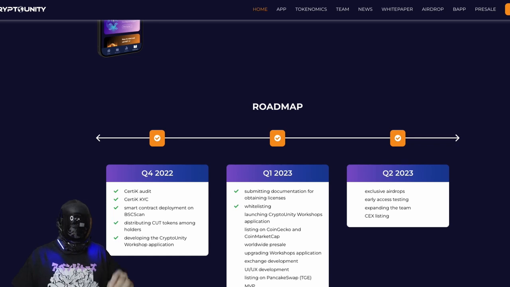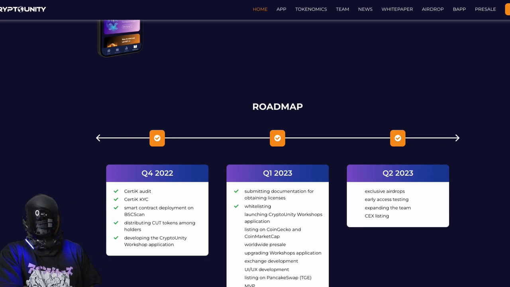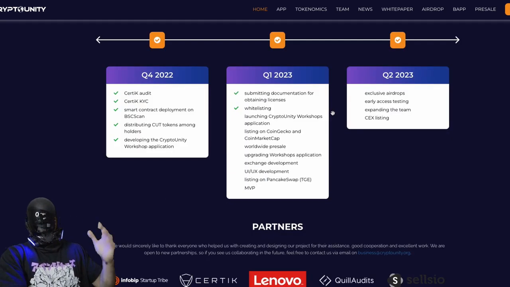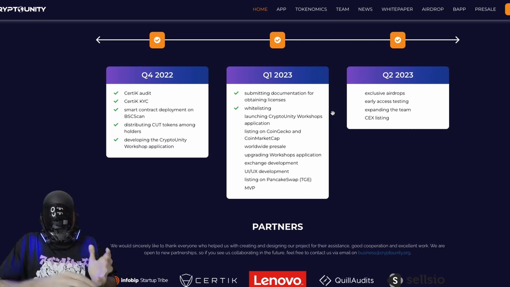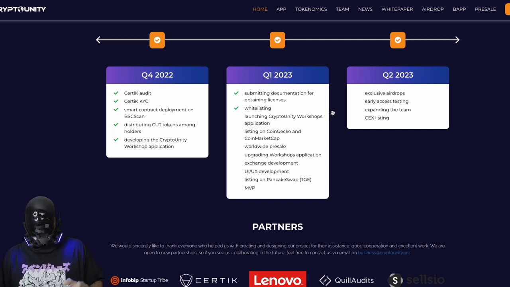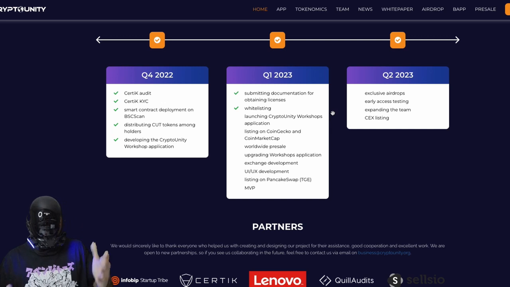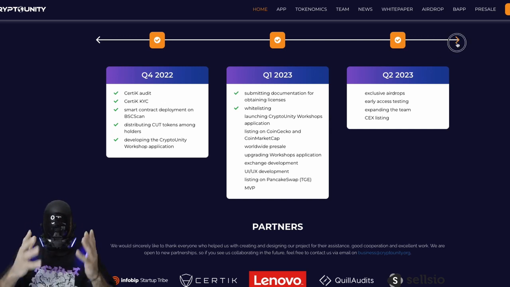They have Git partners and have attended many conferences. They're very big in the network. They're all over the place. They're getting heard. The community is large. It's going well, to say the least. CryptoUnity in the flesh. So some of the things we're looking at ahead of us, we're going to be seeing launching CryptoUnity workshops application, listing on CoinGecko and CoinMarketCap, worldwide presale, upgrading workshops application, exchange development, UI UX development, listing on PancakeSwap, MVP, many more to come.